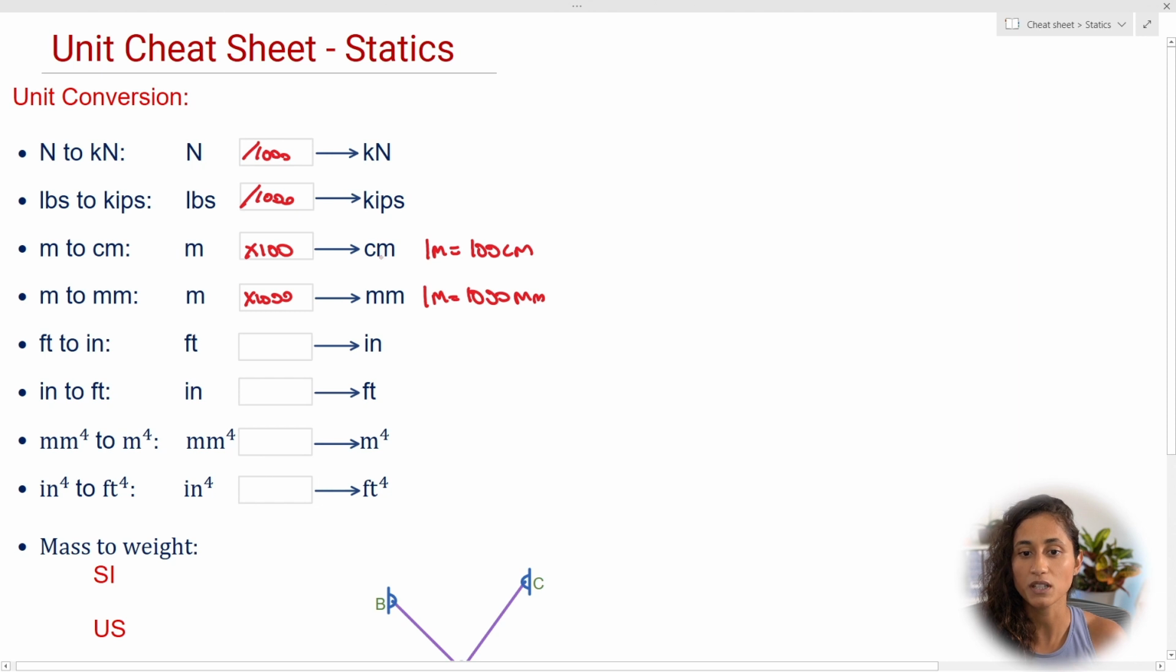Now, if we want to go from centimeters to meters, we just divide. So we would divide centimeters by 100, that would give us meters, and then the same thing for millimeters. We would take millimeters divided by 1,000, and that would usually give us meters.